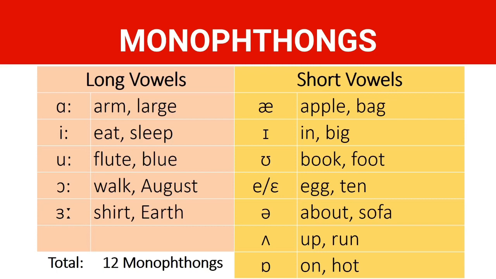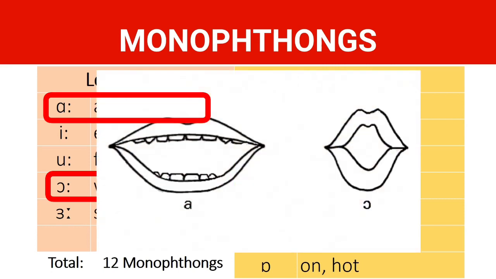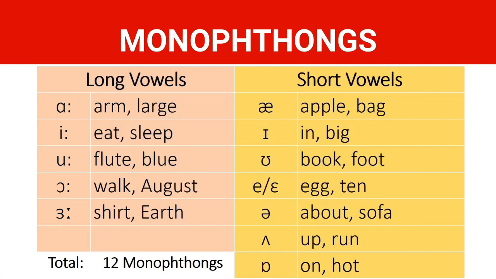There's no difference between the first sound, ah like in arm, and ah like in walk. But there is a subtle difference with the mouth position. When you pronounce the first sound, your mouth is completely open. Your jaw drops down. Your lips are not rounded. But when you pronounce the second sound, your lips are rounded. August. So we have 5 long vowel sounds.